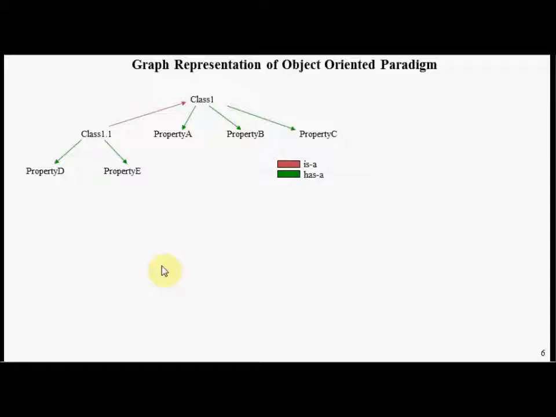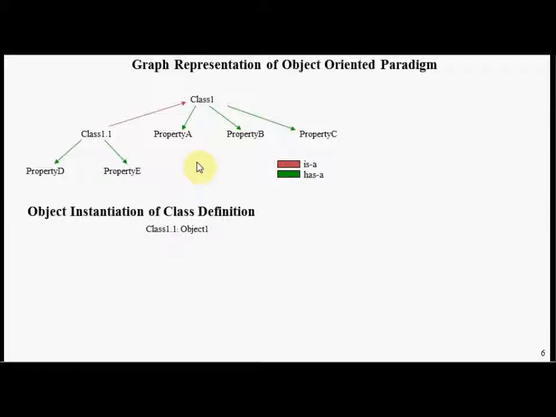The object-oriented paradigm can be represented as a graph problem. Here we have a class called class 1, which has properties A, B, and C, and a relationship between the class definition and its associated properties. We also have another class called class 1.1 with properties D and E. And we see an is-a relationship between these two nodes, meaning that class 1.1 is a specialization of class 1.